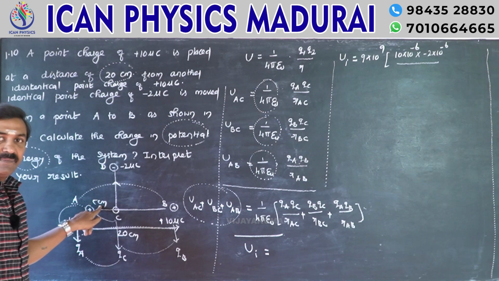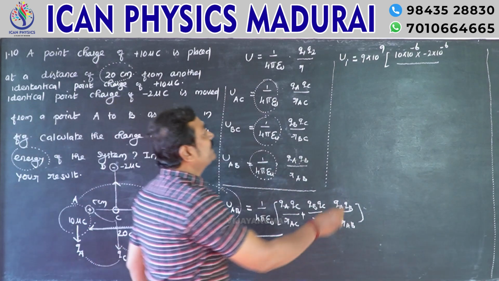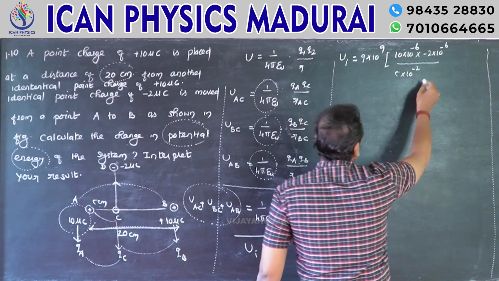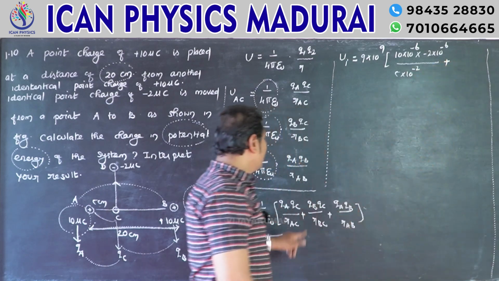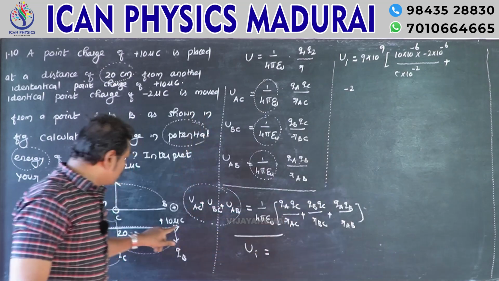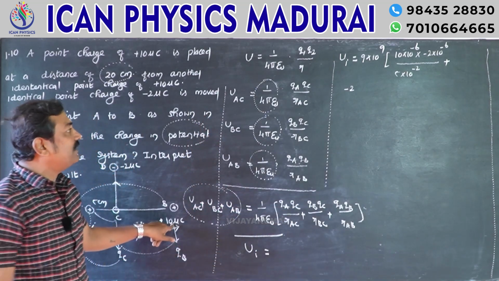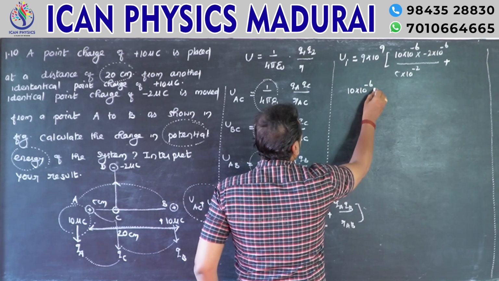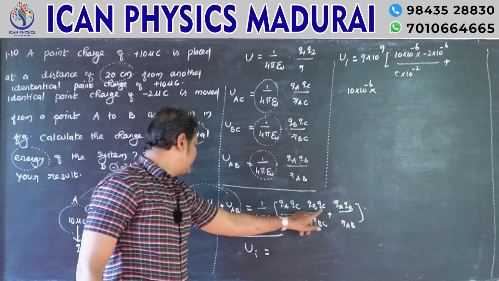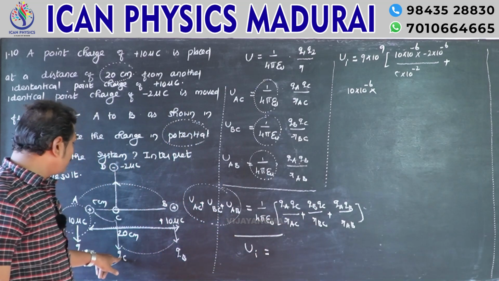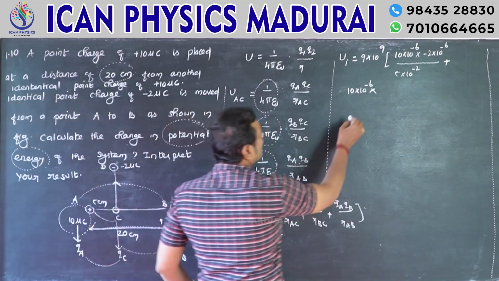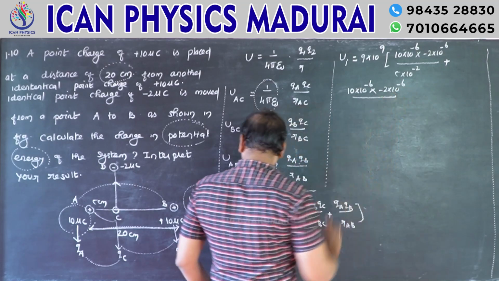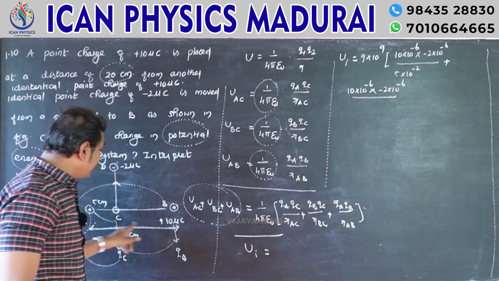Now convert the centimeter into meter. So it becomes 5 into 10 to the power -2. Plus, second one, QB. QB is a charge of 10 microcoulomb, into QC. What is QC? QC is minus 2 microcoulomb. So minus 2 into 10 to the power minus 6, divided by the distance between B and C.